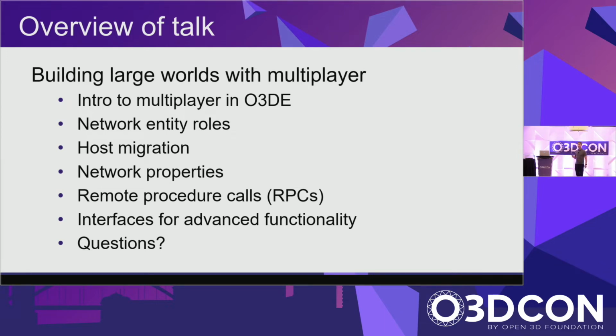Then I want to talk about the 2 communication mechanisms that we provide within the engine, specifically network properties and remote procedures. And I'm going to go into a couple issues that you would normally have authoring gameplay code if you're more familiar with writing single player code, and how you can use these tools to basically overcome those issues.